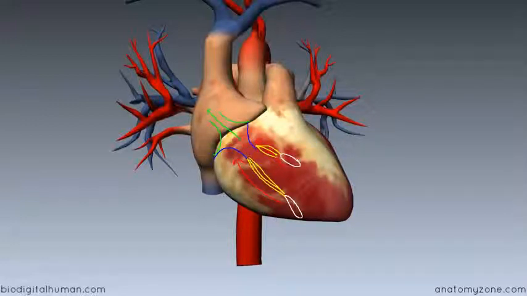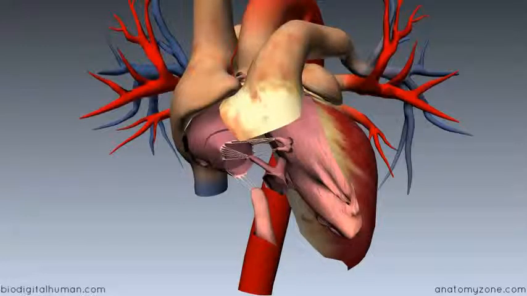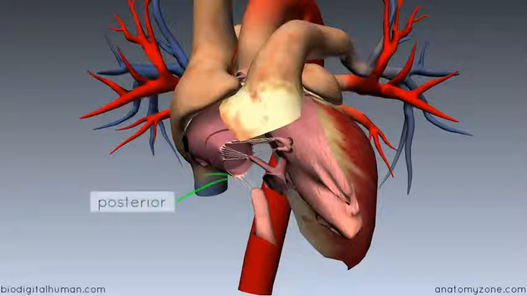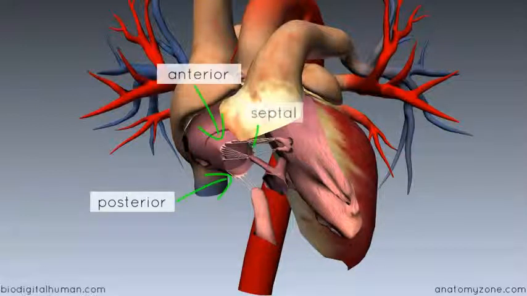So the papillary muscles, by attaching themselves to the cusps of the tricuspid valve via these cords, the chordae tendineae, prevent this from happening, and they thereby prevent the backflow of blood into the right atrium when the ventricle contracts. So just coming back to this view here, you've got three cusps and you've got three papillary muscles. So you've got a posterior, an anterior, and a septal cusp, and you've got corresponding papillary muscles.